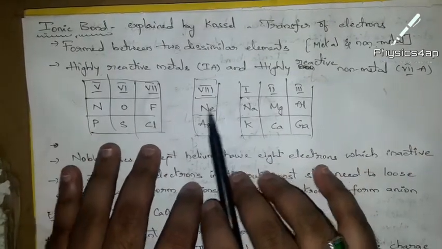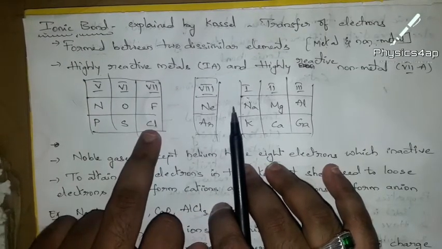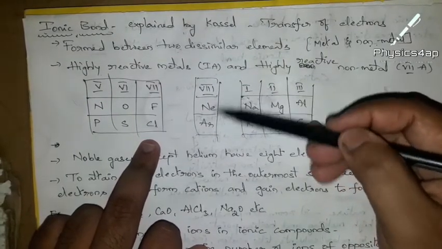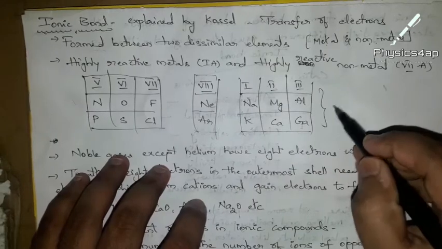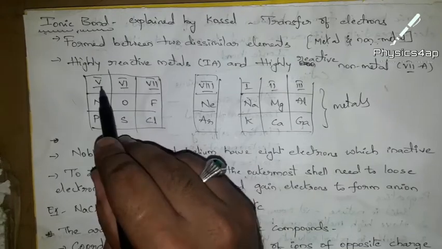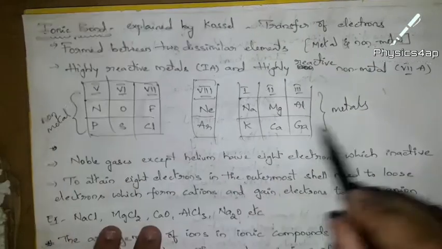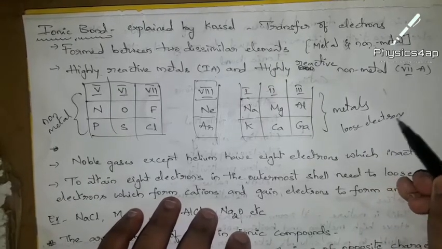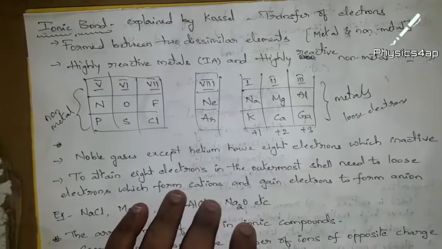For example, if we see here, we have a small periodic table. These are the 5A, 6A and 7A group elements, and this is the 1A group, 2A group and 3A group elements, and this is the 8A group, which is called the noble gases. 1A, 2A, 3A are all metals, and 4A, 5A, 6A, 7A are all non-metals. Metals have a property to lose electrons, so they get the valency of +1 here, +2 here, and +3 here.